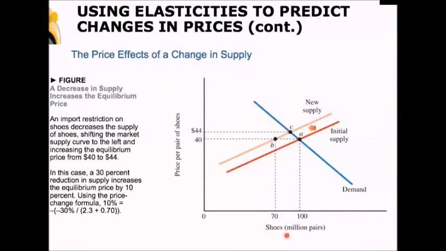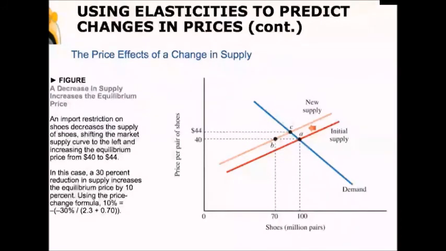In this market, we're going to look at shoes and the price per pair of shoes. Suppose supply decreases. How much does it decrease? It's going from 100 down to 70. So there's a 30% reduction in supply. And we can look at a formula to figure out how much the price is going to change.